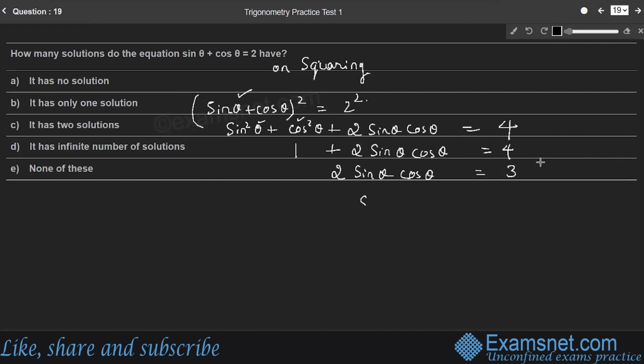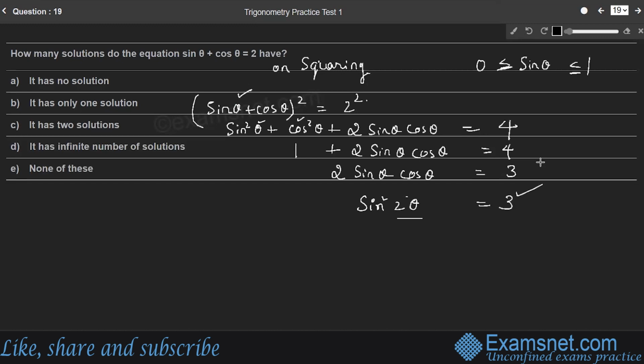So what is 2 sin theta cos theta? The formula says sine of 2 theta is 2 sin theta cos theta, which is equal to 3. Here, sine of an angle cannot be equal to 3, because sine theta always lies between 0 and 1. Because sine 0 is 0, sine 90 is 1. So 0 is less than or equal to sine theta, less than or equal to 1. So sine of 2 theta cannot be equal to 3.